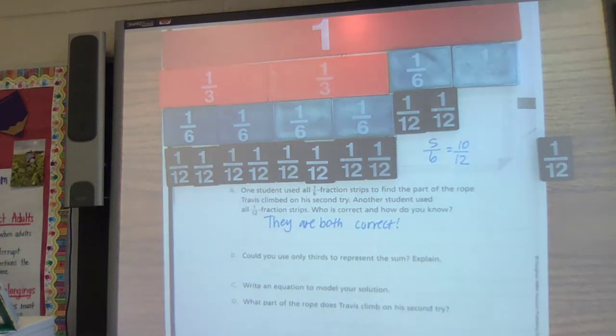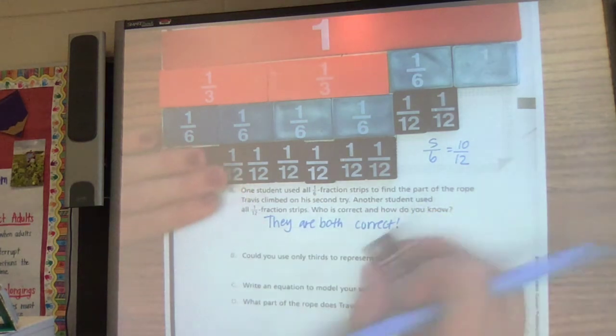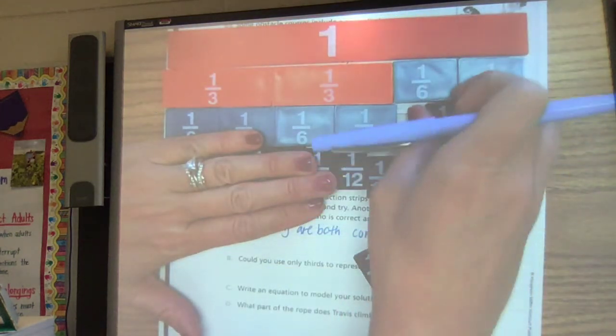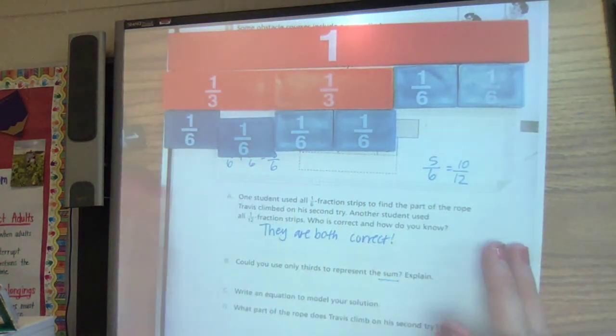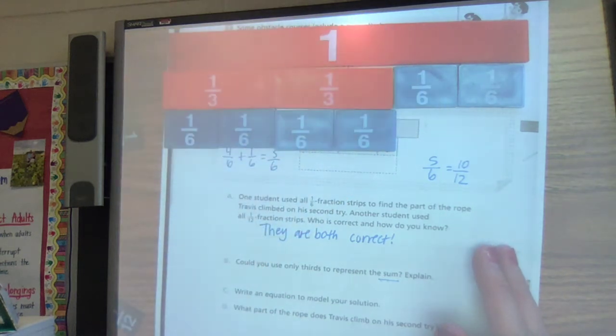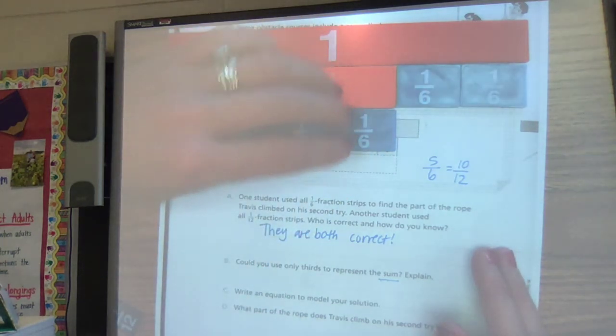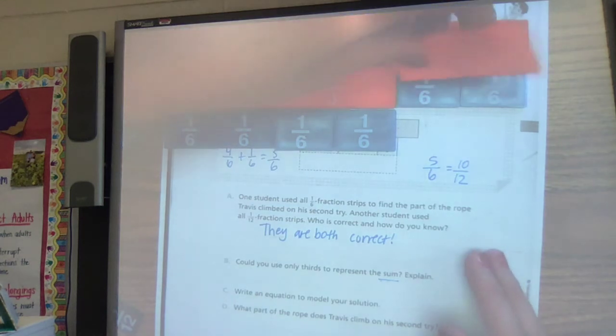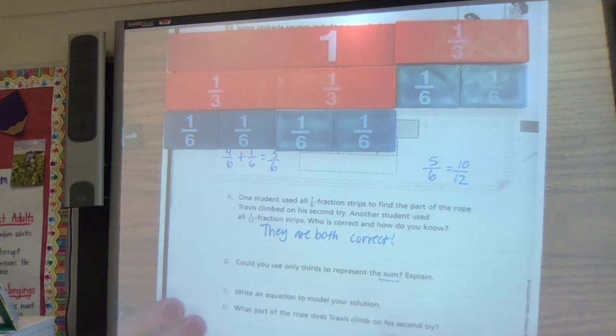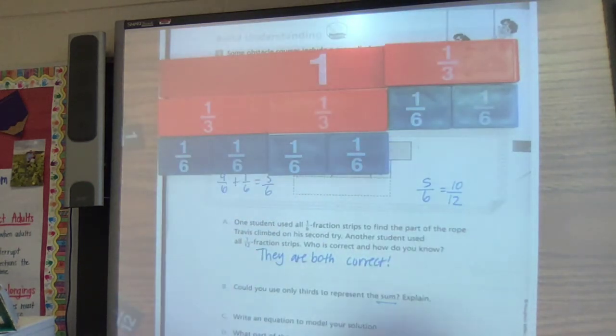Could you use only thirds to represent the sum? Remember, the sum would be the answer. Remember, our answer is 5/6. 1, 2, 3, 4, 5. So here's a third, yes. Here's a third, yes, that's equivalent. But 5/6, you couldn't use a third because it's smaller than a third. So no, you could not, because it is too large.